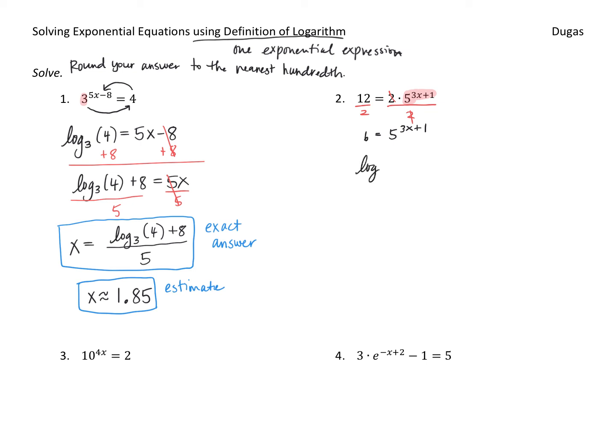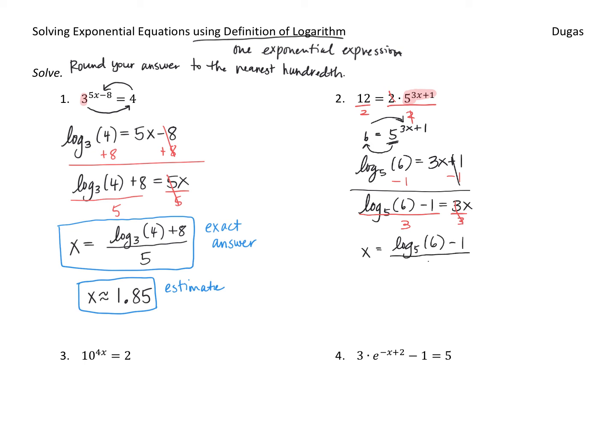So I'll start by writing log, identifying the base. So log base 5, go across the equal sign, of 6 is equal to, go across the equal sign, 3x plus 1. Now I'm going to solve for x. Subtract 1 from both sides. That'll give me log base 5 of 6 minus 1 is equal to 3x. And to finish, I'm going to divide both sides by 3. So x equals log base 5 of 6 minus 1 all over 3. So that is your exact answer.